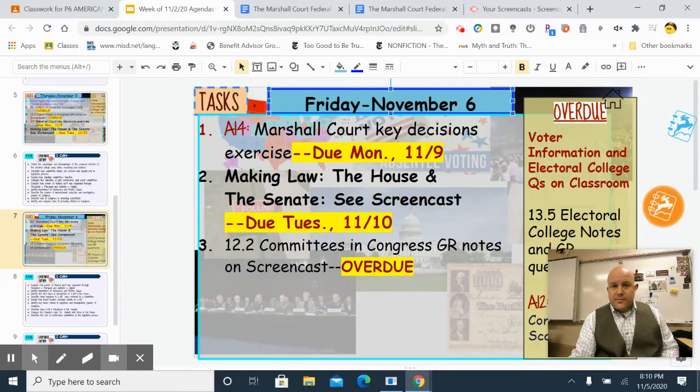For Friday, November 6th, as I discussed in class on Thursday, you're looking at the two major decisions that really shaped the power of the national government in the early 1800s: the Supremacy Clause and the Commerce Clause. The two major cases, McCulloch versus Maryland and Gibbons versus Ogden, as we were talking about the powers of Congress, both expressed and implied powers of Congress.